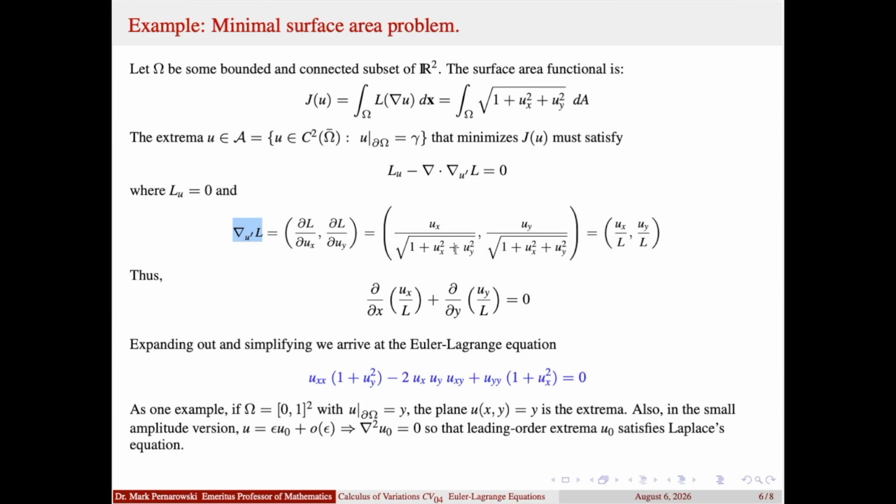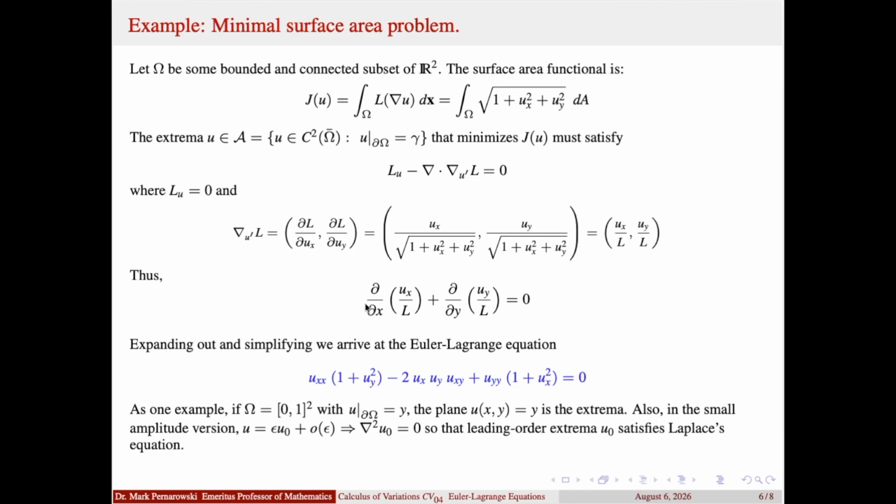And I just noticed that this bottom stuff here is the Lagrangian, so I can write it very simply as ux over the Lagrangian, uy over the Lagrangian. And what is the Euler-Lagrange equation for this problem? It's the divergence of that. So I have to take the divergence of this expression right here.